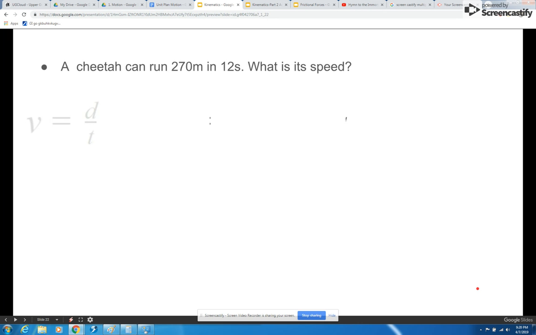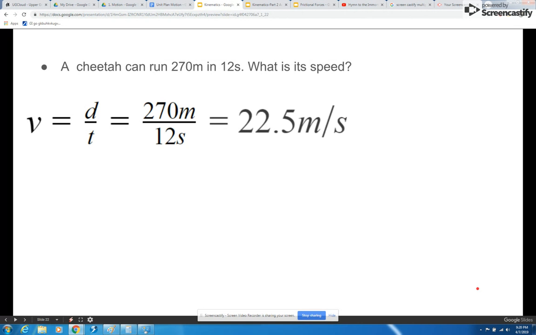What about a cheetah running 270 meters in 12 seconds? We get 22.5 meters per second. Does that seem reasonable? Well, if I round 12 down to 10, if I just said this was 10, then that would just cancel the 0. It'd be around 27. So yeah, I did my calculation right.